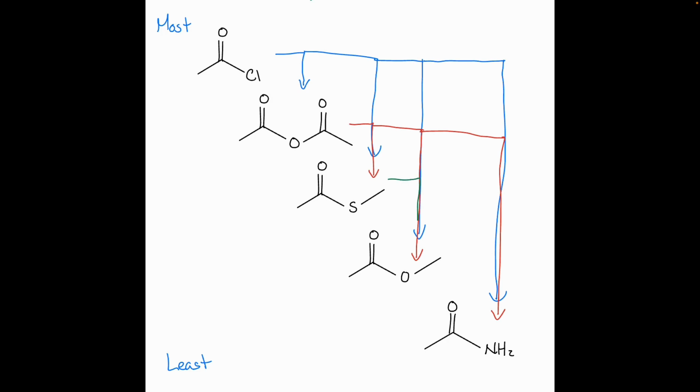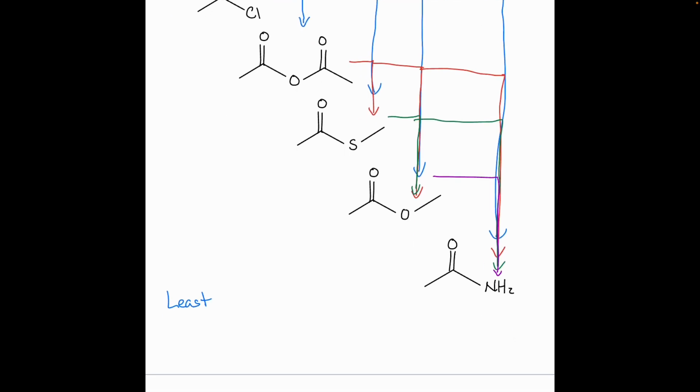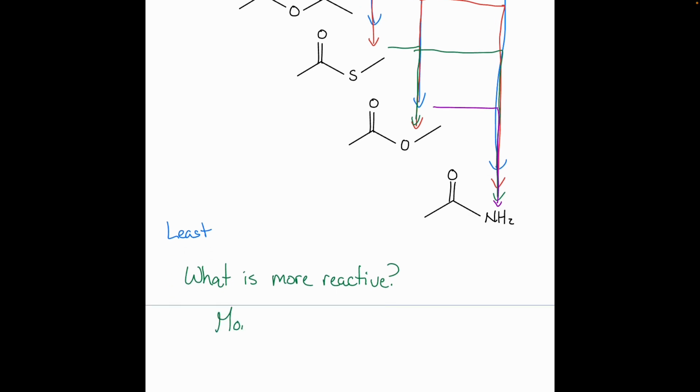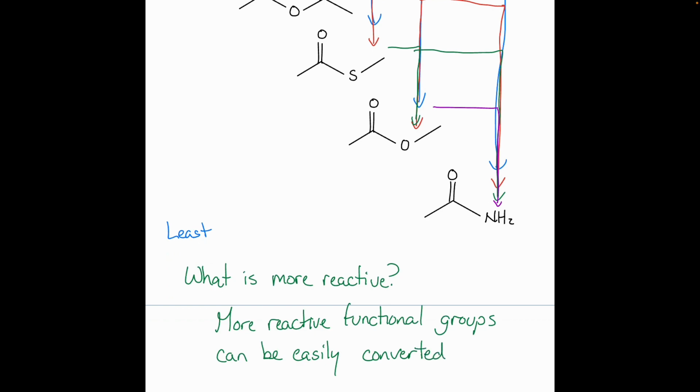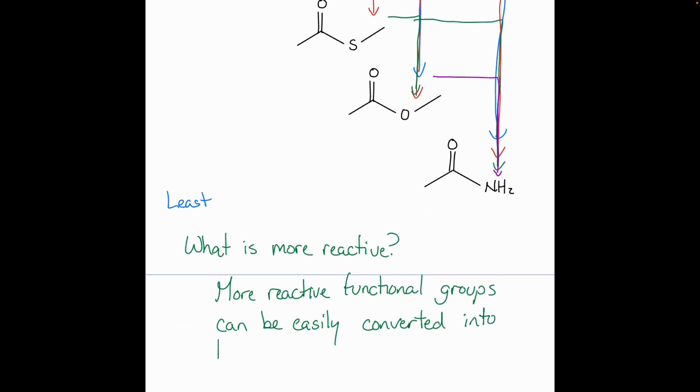So a thioester we can turn into a regular ester or an amide, but we can't really get it back to the acid anhydride. And lastly, an ester we can convert to an amide, but getting it into the other functional groups is much more difficult. So what do we mean by more reactive? More reactive functional groups can be easily converted into less reactive functional groups.